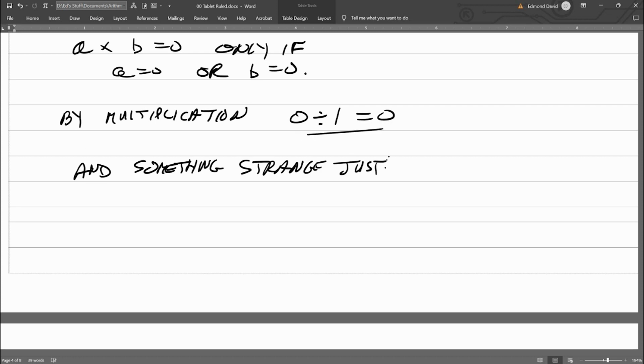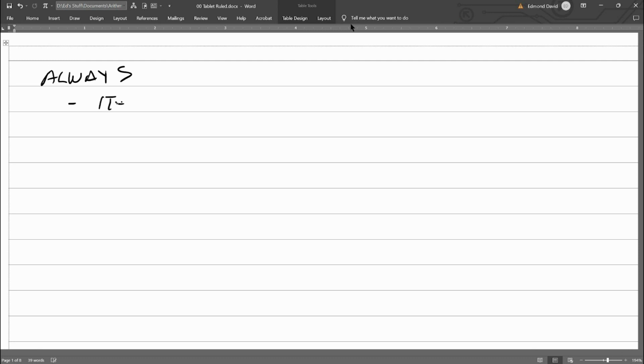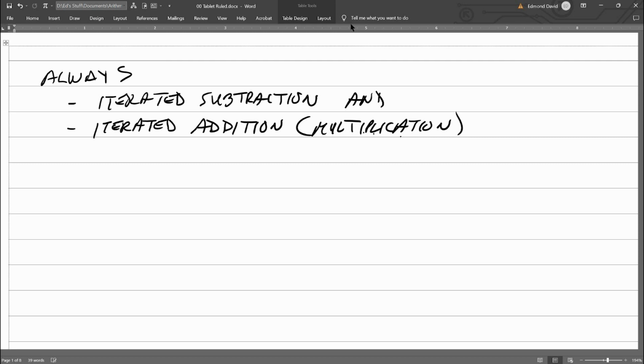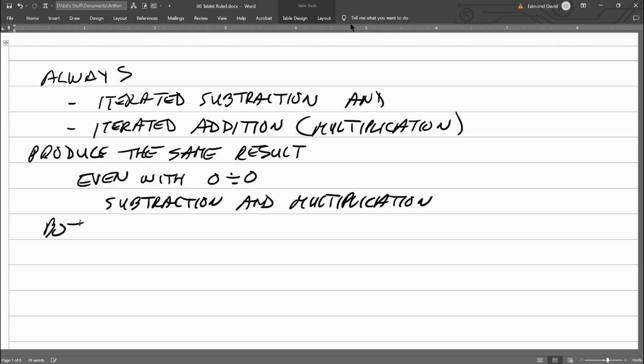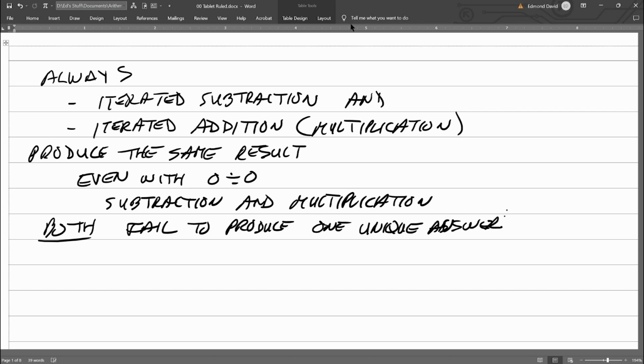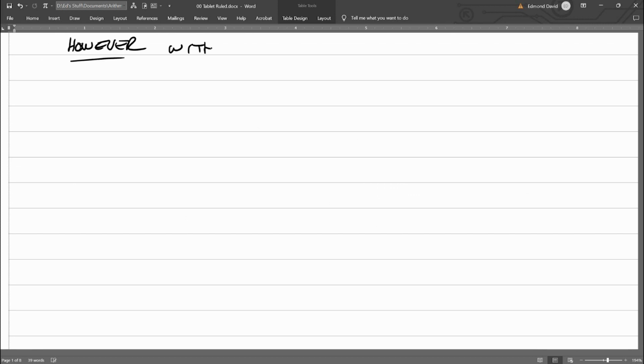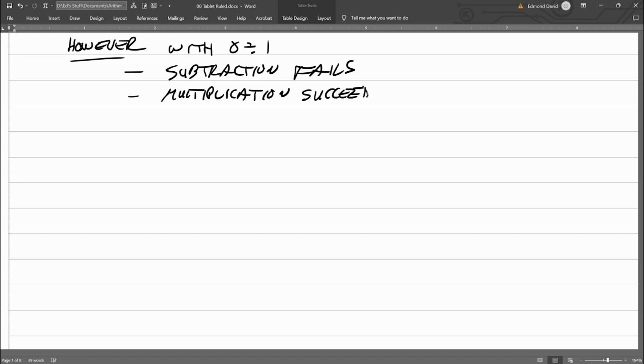Something strange just happened. In all cases, iterated subtraction and iterated addition, in other words multiplication, always work together to produce the same result. Even with 0 divided by 0, iterated subtraction and multiplication produced the same result in that they both failed to produce one unique number as the answer. However, with 0 divided by 1, iterated subtraction fails, but multiplication succeeds. By multiplication, 0 divided by 1 equals 0.